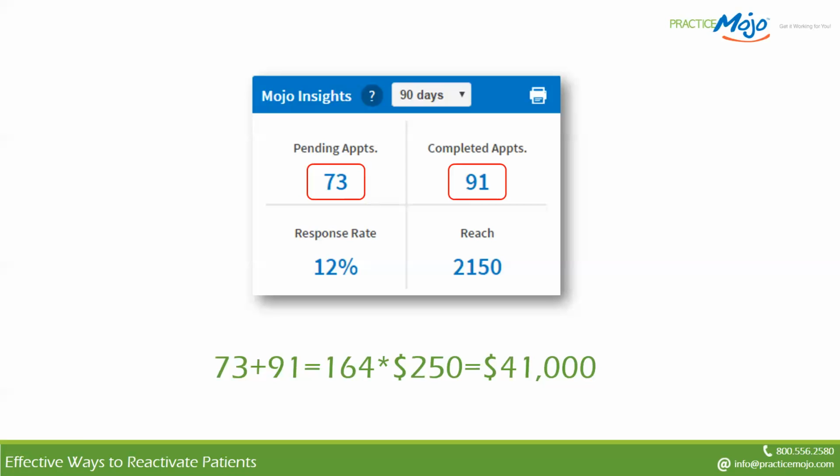Someone commented in the chat about the pending appointment not being added in the revenue. I definitely see your view on that. We're assuming that these appointments that Practice Mojo has scheduled for you are going to be completed. So if you're more comfortable with just looking at your return on investment, I would say just multiply your completed appointments by the national average or the revenue that you're seeing in your office, and you can see your return on investment there too.